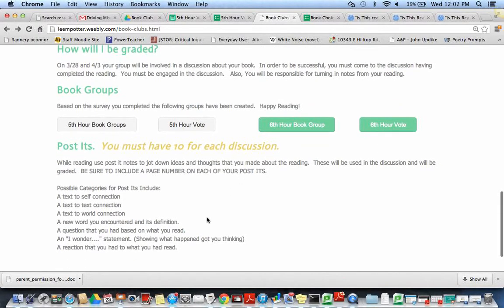One of the requirements was that each student had 10 sticky notes with different types of connections to the reading that they had made. These were to be used to help foster the conversation within the group. They were asked to make text-to-self connections, text-to-text, text-to-world, and identify any new words that they encountered. So, unlike the way Joseph's had presented vocabulary, I was asking students to identify new words on their own within the text.